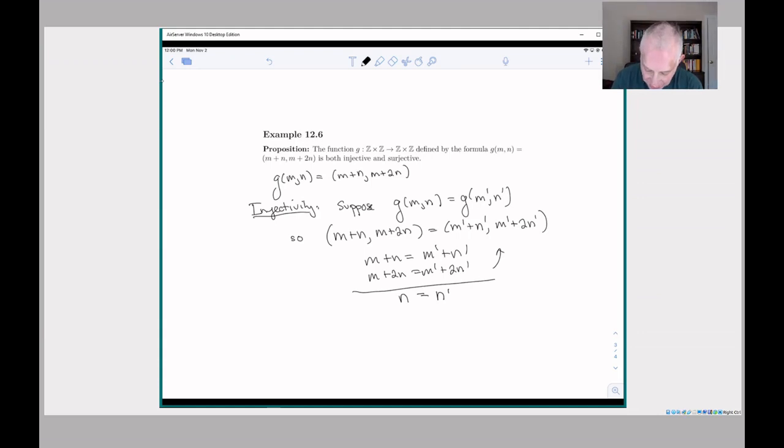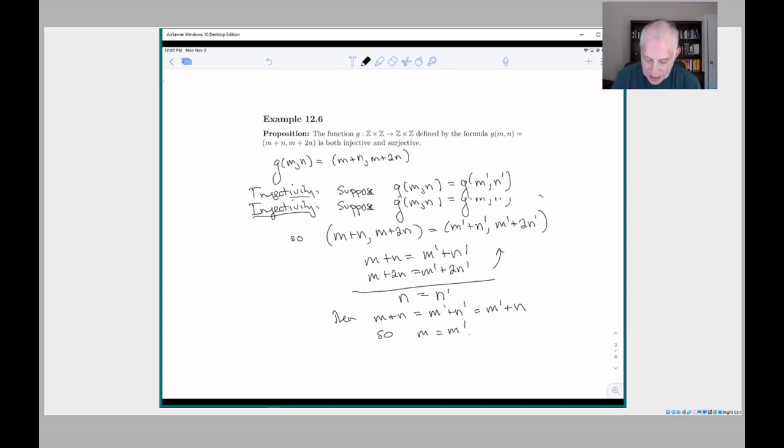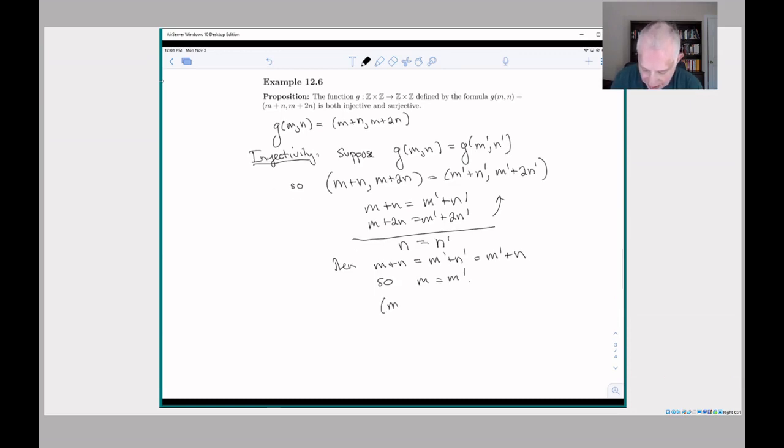But if n equals n prime, we have m plus n equals m prime plus n prime, which is equal to m prime plus n, and subtracting n from both sides, we see that m equals m prime. So we've shown that (m, n) is the same as (m prime, n prime), and therefore g is injective.